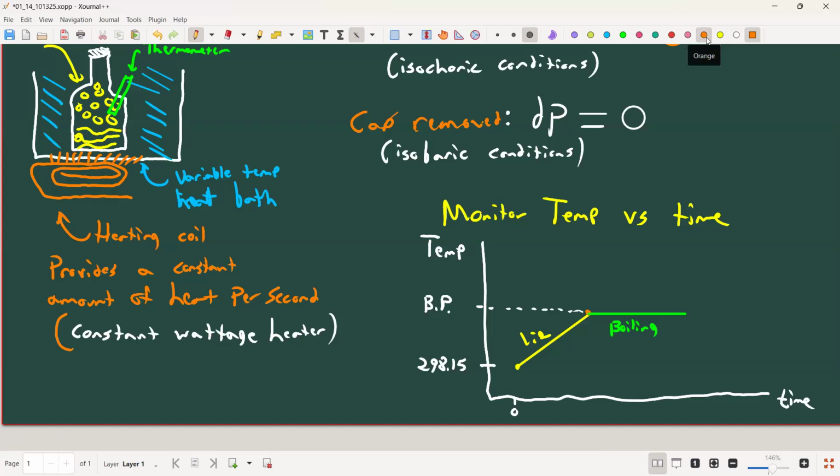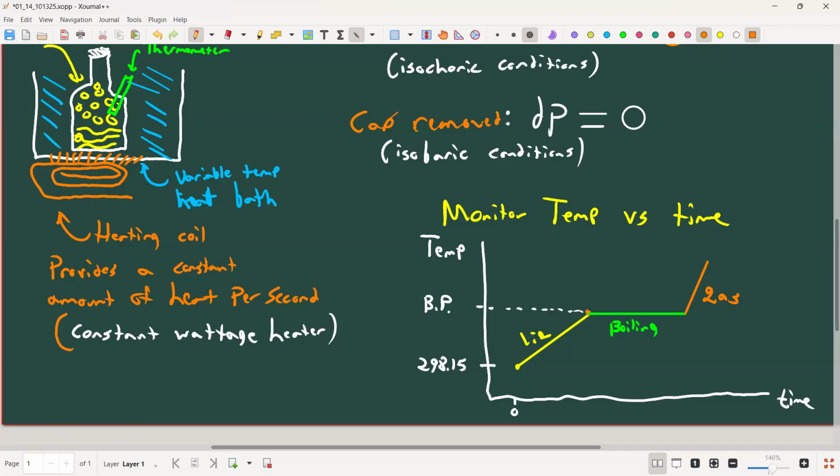Once that water's all boiled and turned into gas, it now heats like a gas. And a gas heats much more rapidly per unit input energy than a liquid does. The gases heat very, very effectively, very quickly. And so what we see is the temperature skyrocket in the gas form. Okay, and it can continue on.